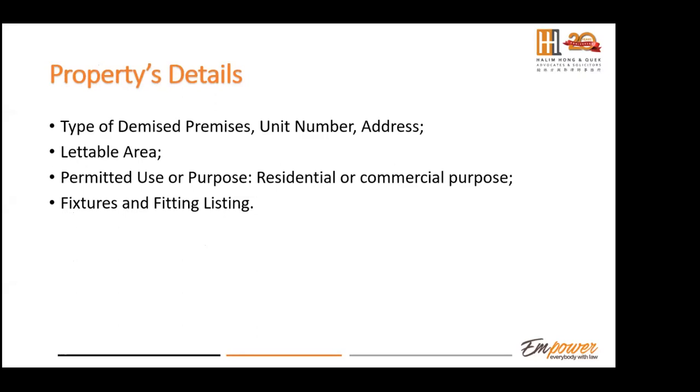Okay, next, property details. So as usual, type of demised premises, unit number, address, you insert whatever you can. Then lettable area. So are you renting a room or are you renting the whole unit? Then you need to make it clear in the tenancy agreement. Next would be permitted use or purposes. So as we can see, there are many types of property in KL or in Malaysia.